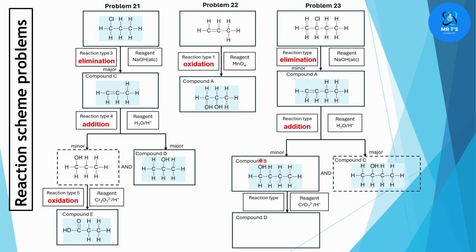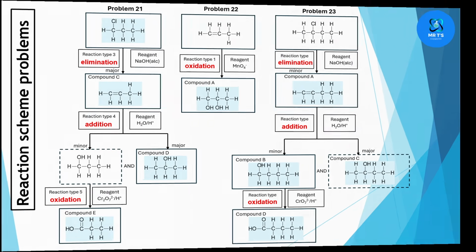Now we can further react this because it's a primary alcohol. We have an oxidizing agent here, acidified dichromate, and this is oxidation, and we're going to produce a carboxylic acid. And this is our product. Hopefully you did well with that reaction scheme, and look out for the extra ones that I've got up as videos and practice those.